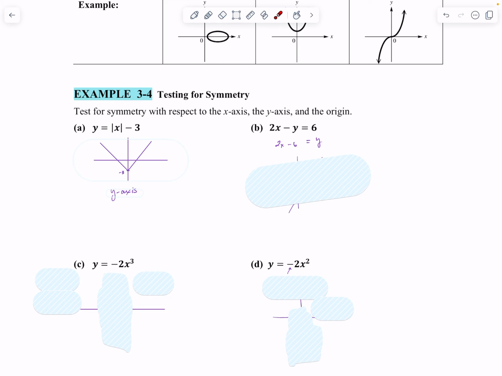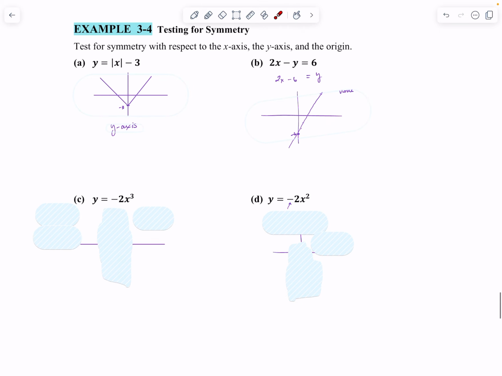This guy needs to be rearranged a little bit. So y equals mx plus b. So this is just a line. And so here's a graph with a y-intercept of -6 and a slope of 2/1. And you'll notice that my x-axis, it's not the same on top and bottom. So it's no x-axis, no y-axis. And I cannot turn it upside down and get the exact same thing. So also no origin symmetry.